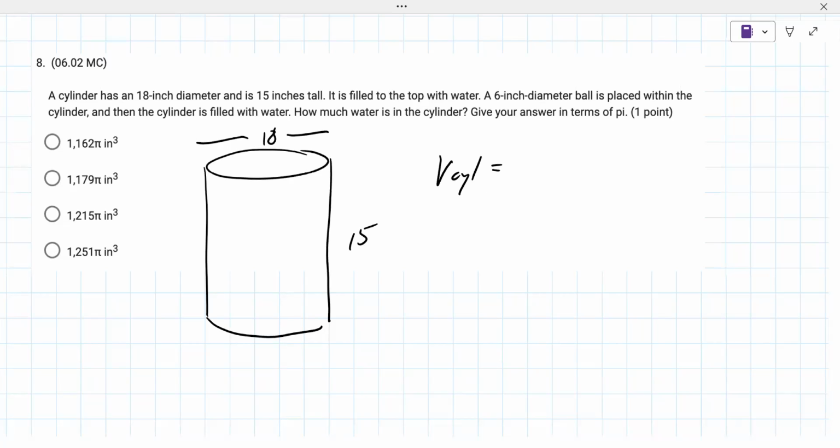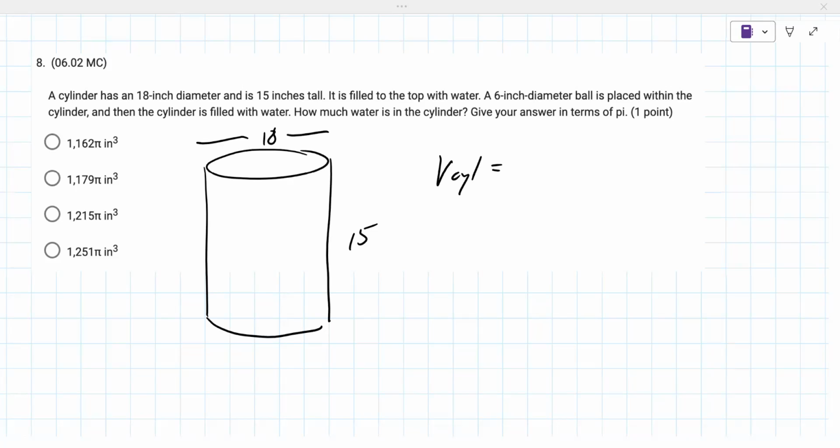I think it's base area times height. Okay. The base is a circle. So the area of a circle is pi r squared. So pi then r would be, let's see, 18 divided by 2. So r is 9. Pi times 9 squared. And you want it in terms of pi, which means that your answer is going to have a pi in it. So it would be 81 pi.